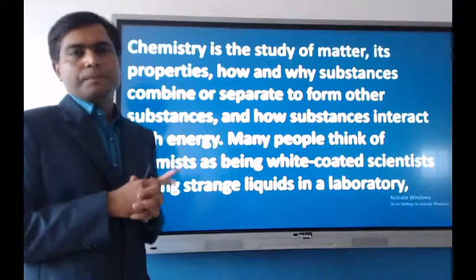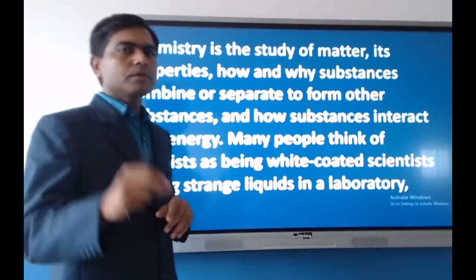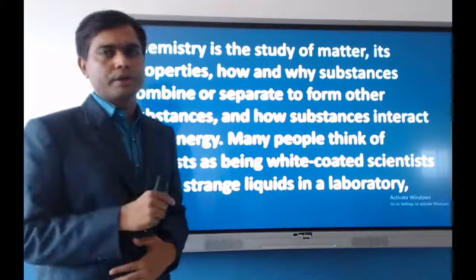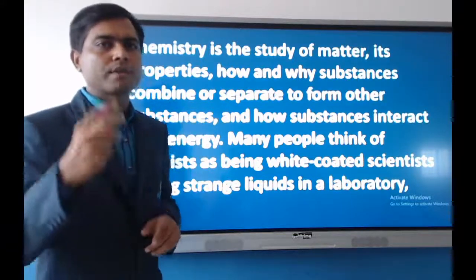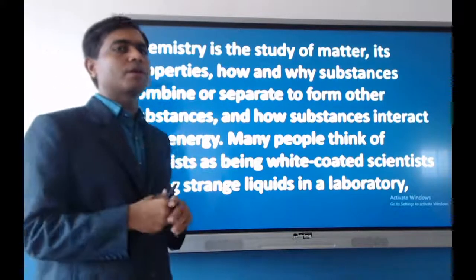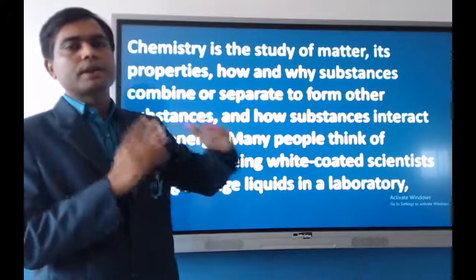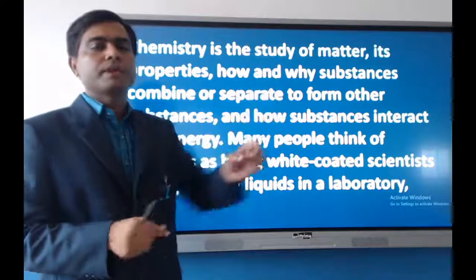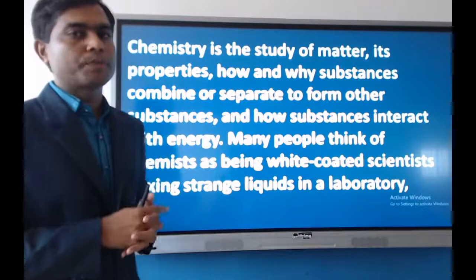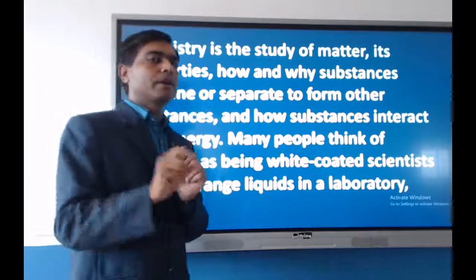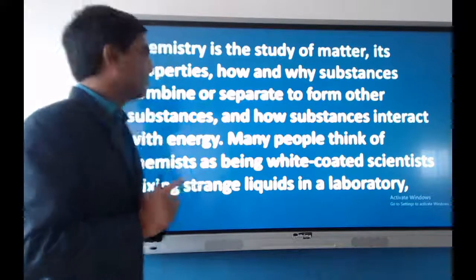And in industry, whatever the perfumes, whatever the additives we are using. For example, in a chips packet, whatever gas is filled is nothing but nitrogen gas. Why are you using that nitrogen gas? To preserve the chips for at least 2 to 3 months. If the gas is not there, it is not preserved. Like that, in our day-to-day life, chemistry plays a vital and important role.